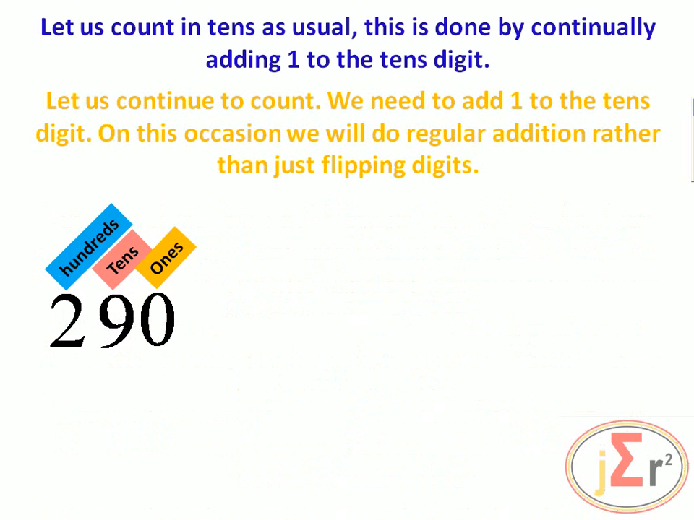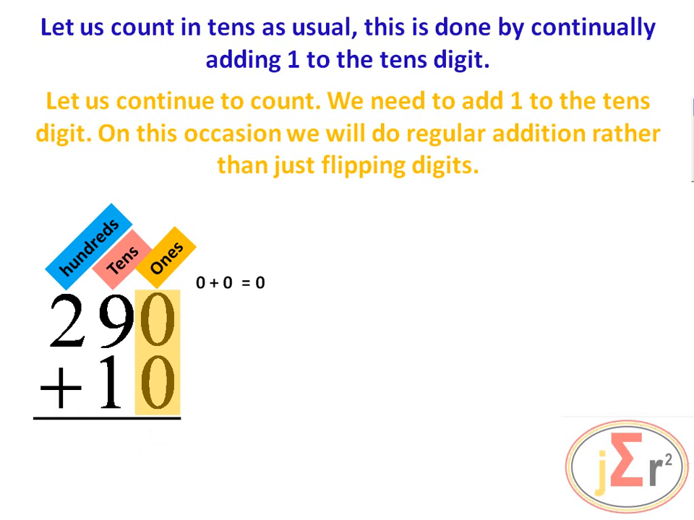Let us continue to count. We need to add 1 to the tens digit. On this occasion, we will do regular addition rather than just flip the digit. So we will not flip the digit on this occasion, but we will add 1 to the tens digit. And if we are doing that, we need to show that it is actually the tens digit by also including the ones digit, which is a 0.